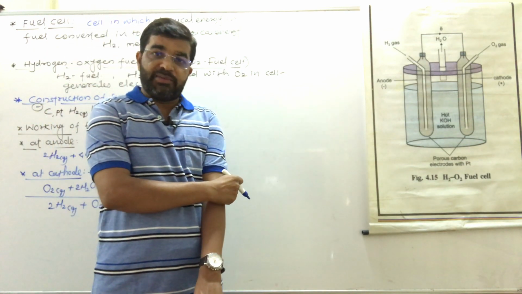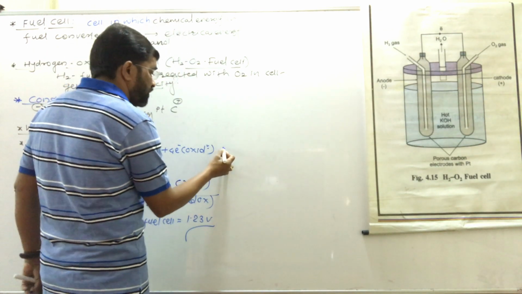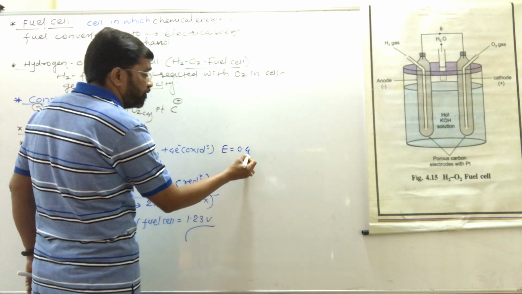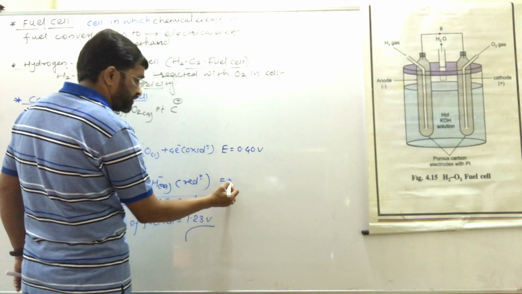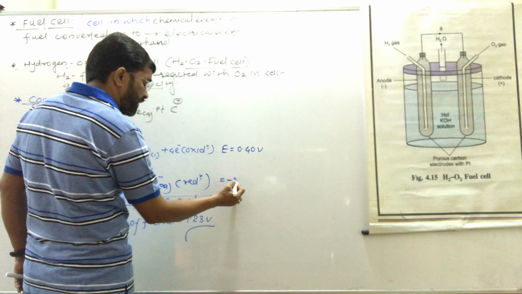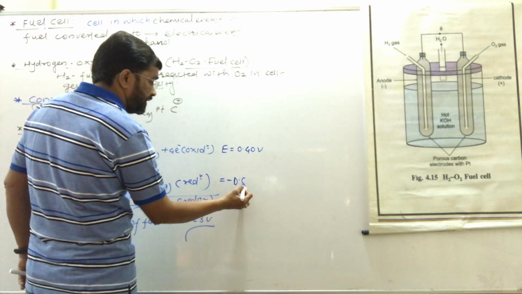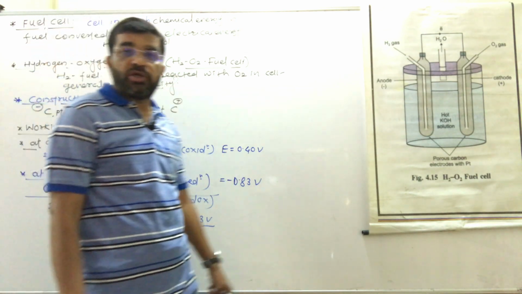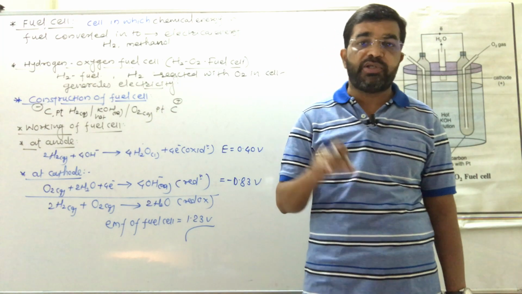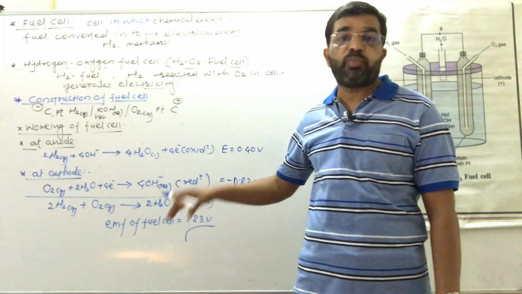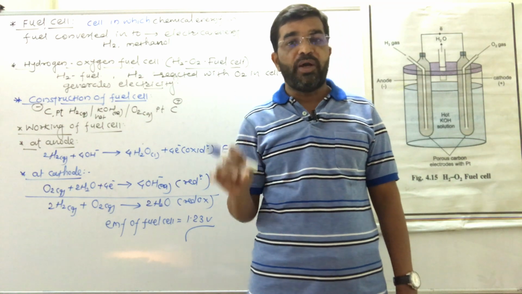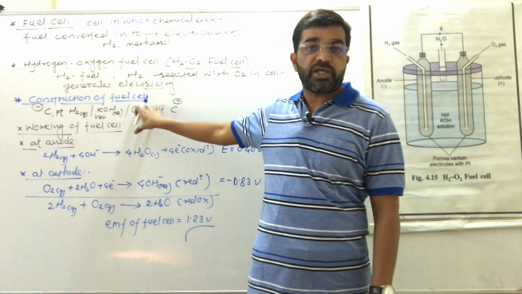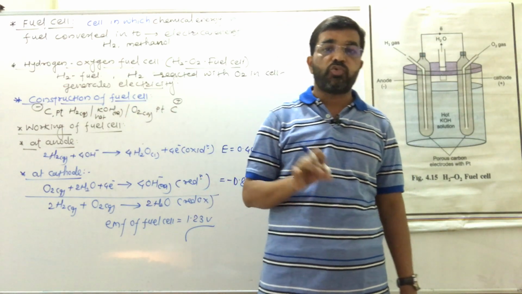That is nothing but the EMF of this cell, because the potential developed at this electrode is 0.40 volt, and the oxidation potential or reduction potential developed at this electrode is 0.83 volt, and therefore the sum of these two gives the potential of the cell. So the cell potential of the hydrogen oxygen fuel cell is 1.23 volt. This is nothing but the construction, representation and working of the H2O2 fuel cell.